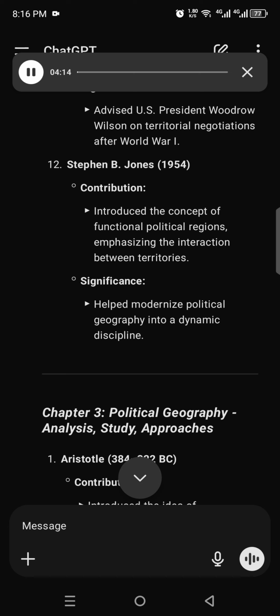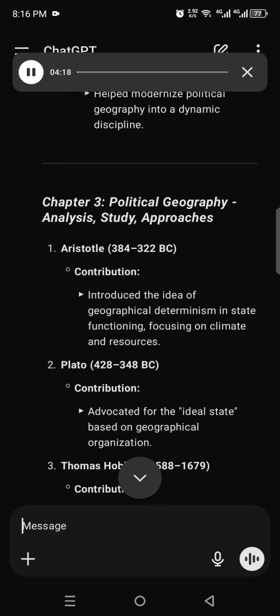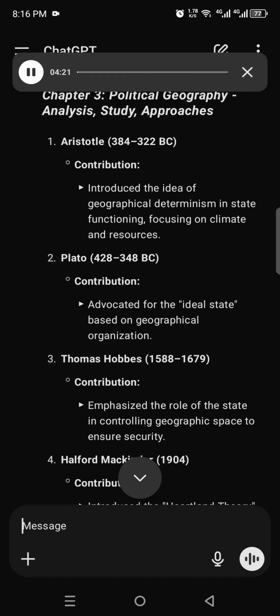Chapter 3. Political Geography, Analysis, Study, Approaches. 1. Aristotle, 384 to 322 BC. Contribution: introduced the idea of geographical determinism in state functioning, focusing on climate and resources. 2. Plato, 428 to 348 BC. Contribution: advocated for the ideal state based on geographical organization.